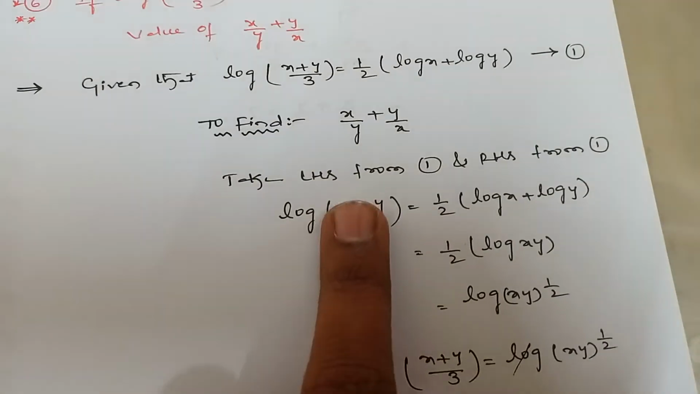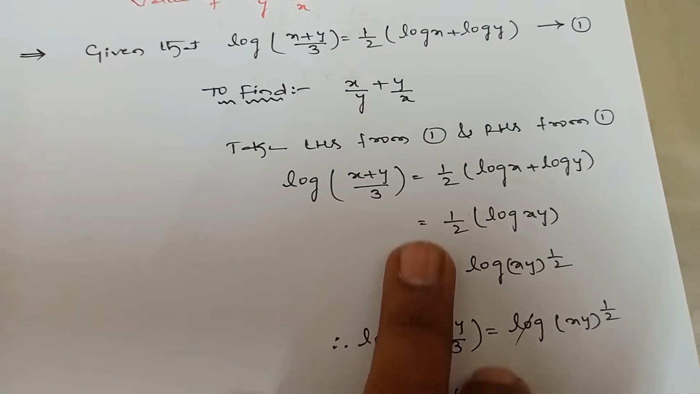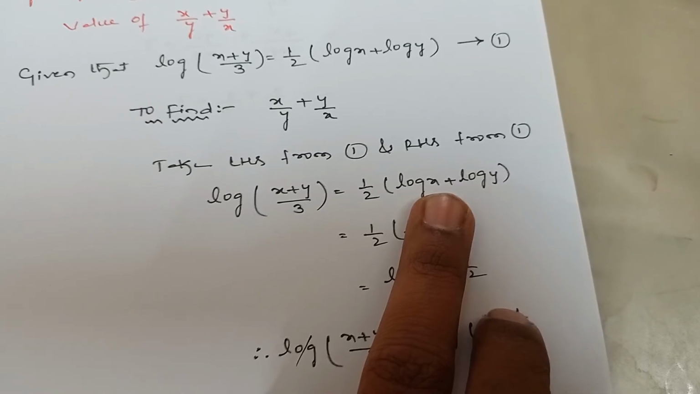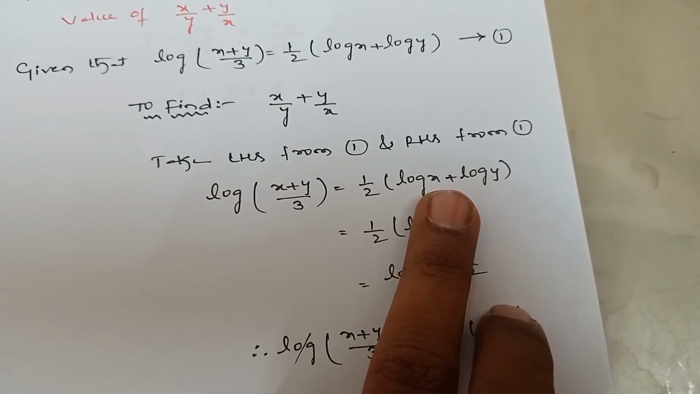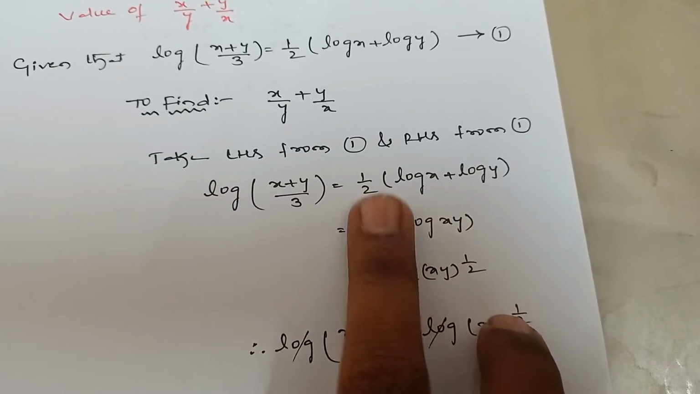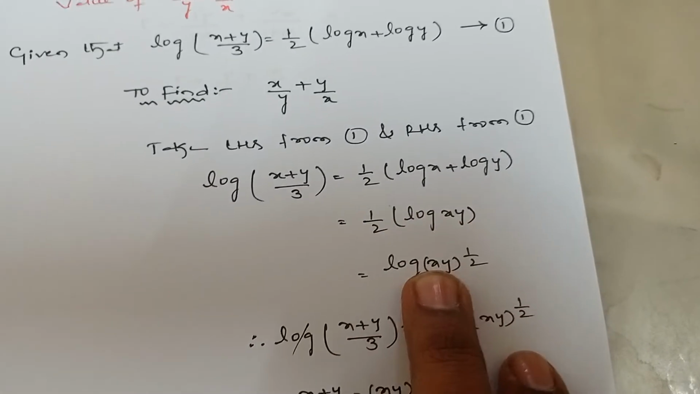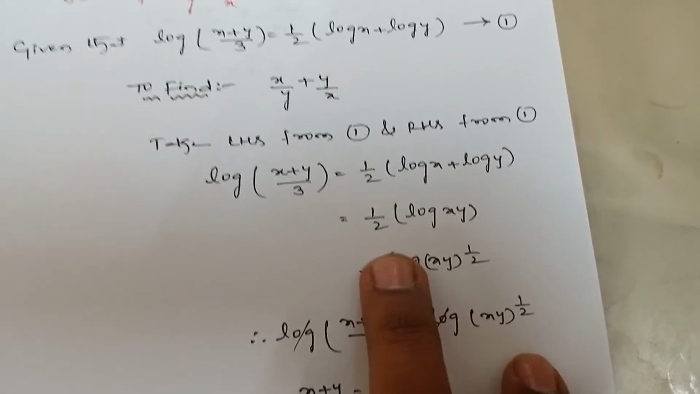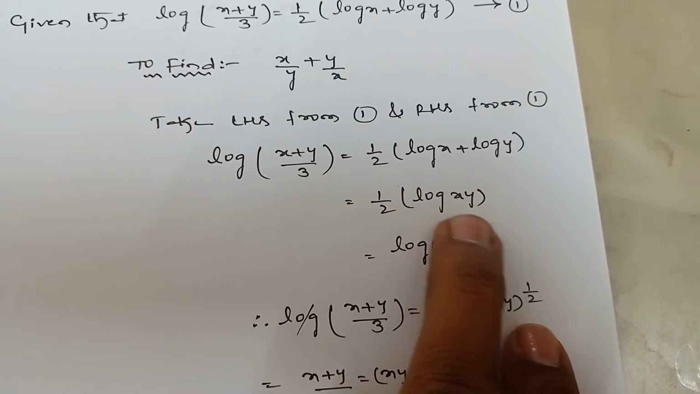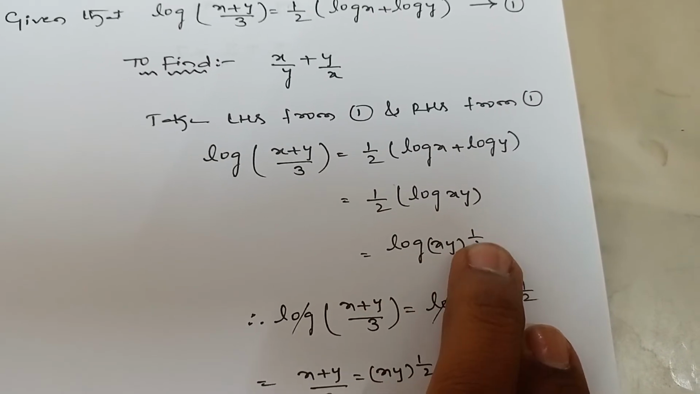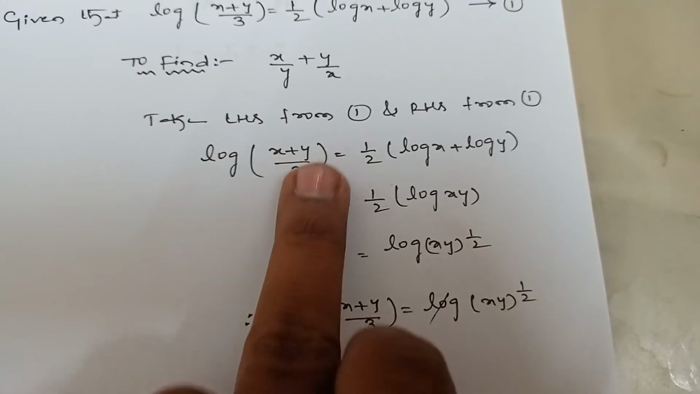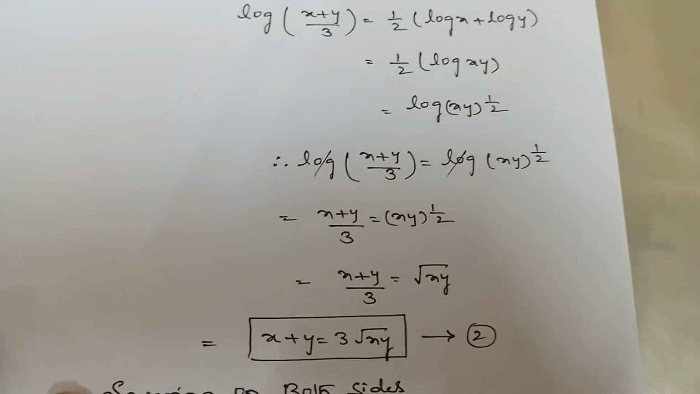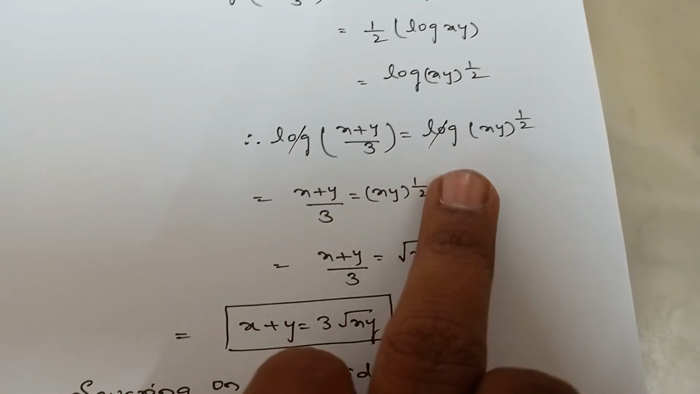Okay, now take equation 1. In the RHS part, according to the formula, log a plus log b can be written as a product, log ab. So 1 by 2 log xy. This product becomes a power according to the logarithm rules: log of xy to the power 1 by 2. Now log of (x plus y) by 3 equals log of xy to the power 1 by 2, right? Cancel log on both sides. So we get (x plus y) by 3 equals xy to the power 1 by 2.